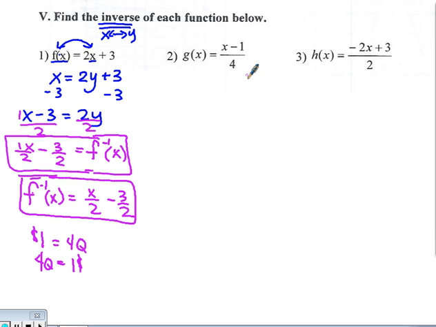All right, so I want you to try these and check back to see if you got them, right? X and y switch places, and then solve for y. All right, go ahead and hit pause.